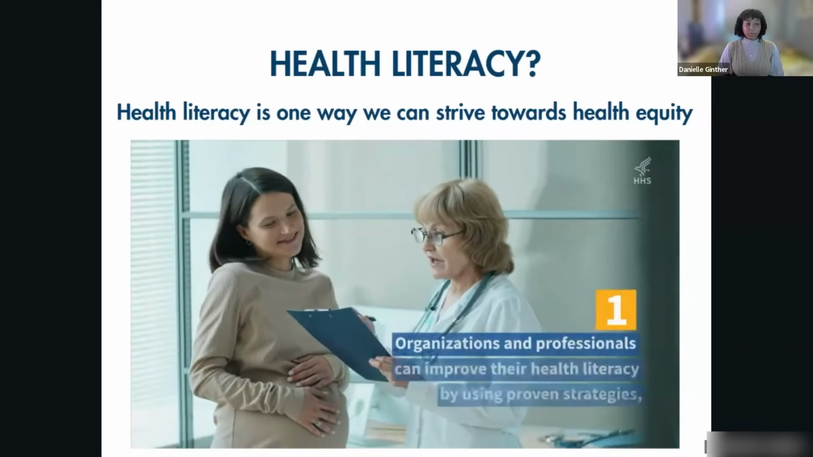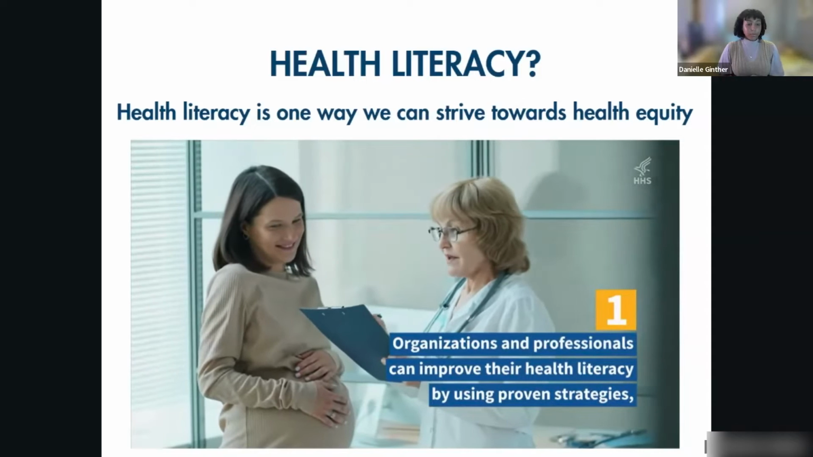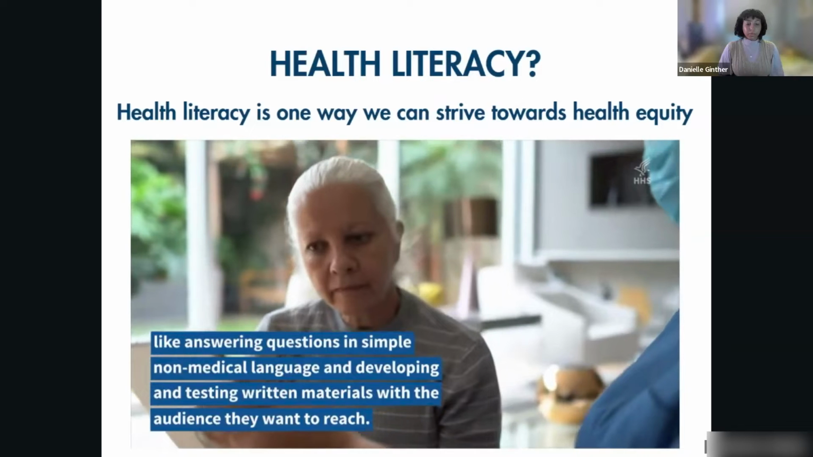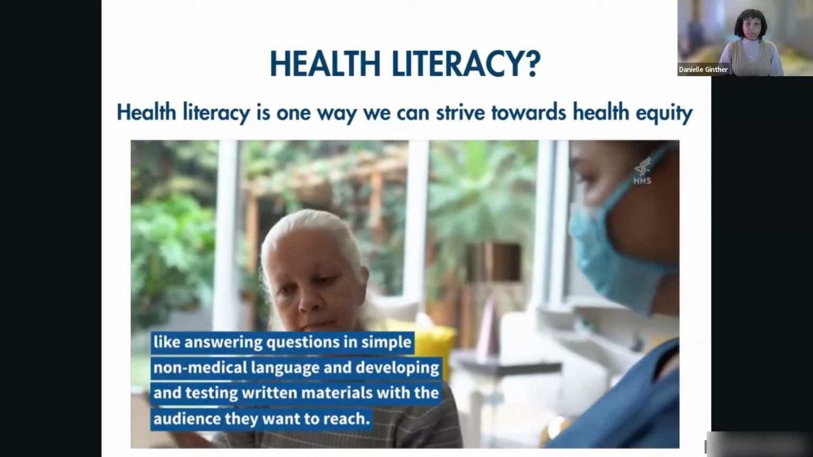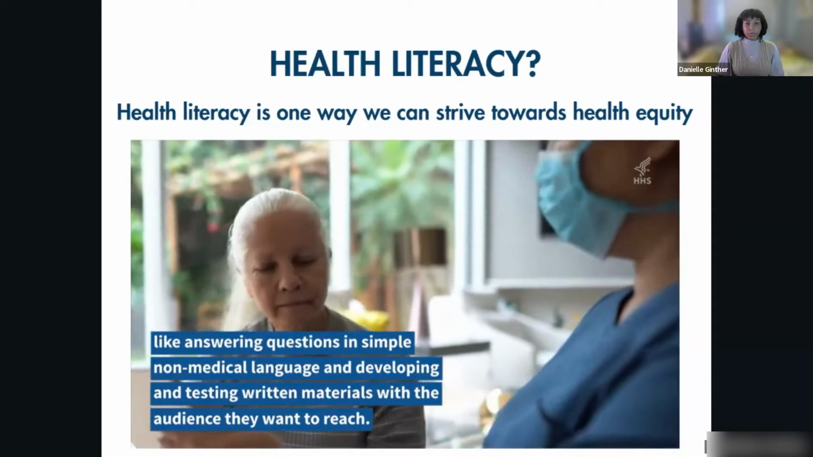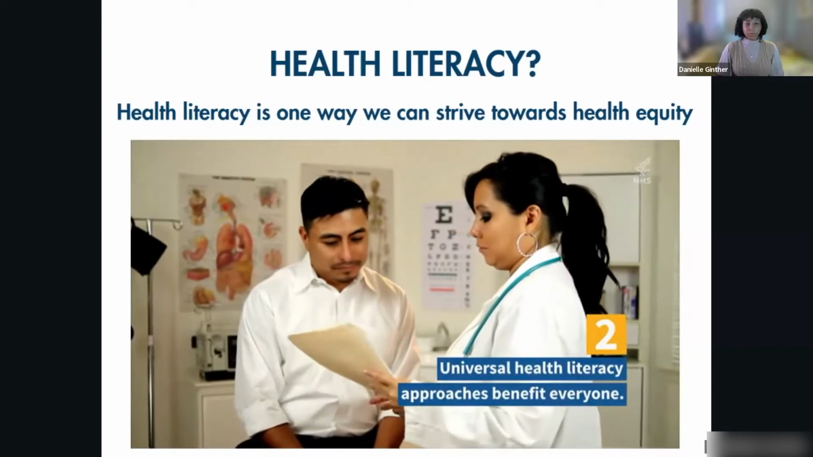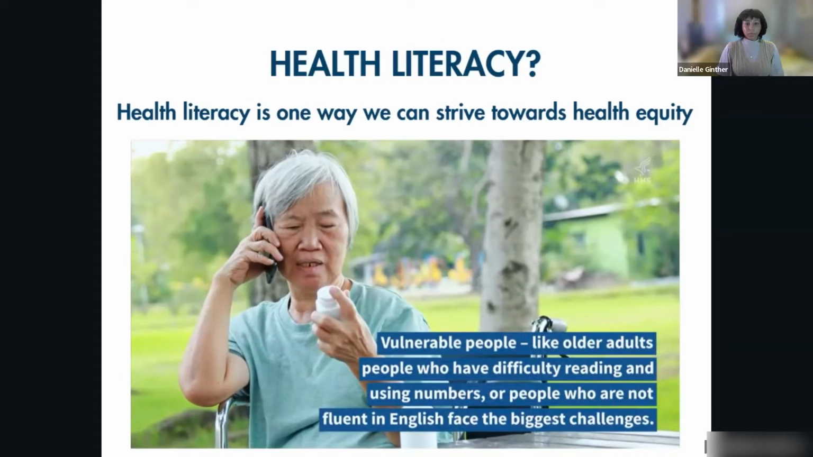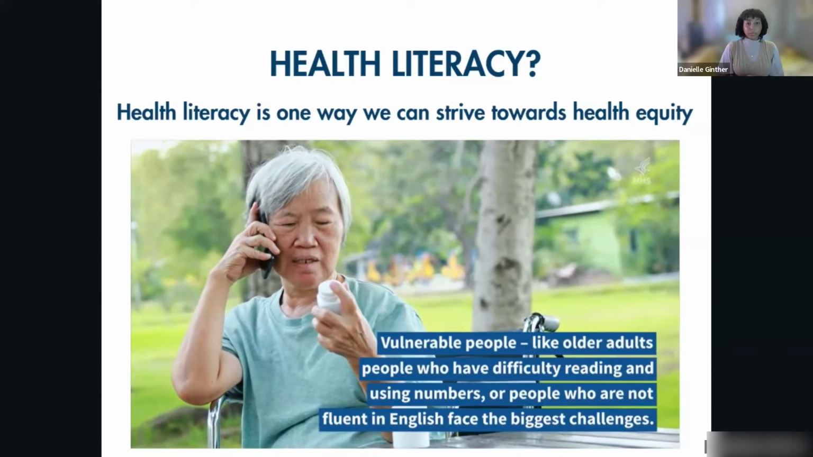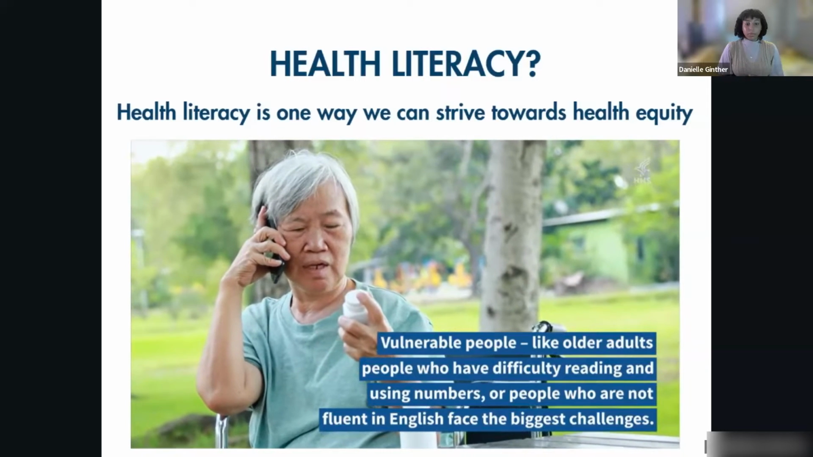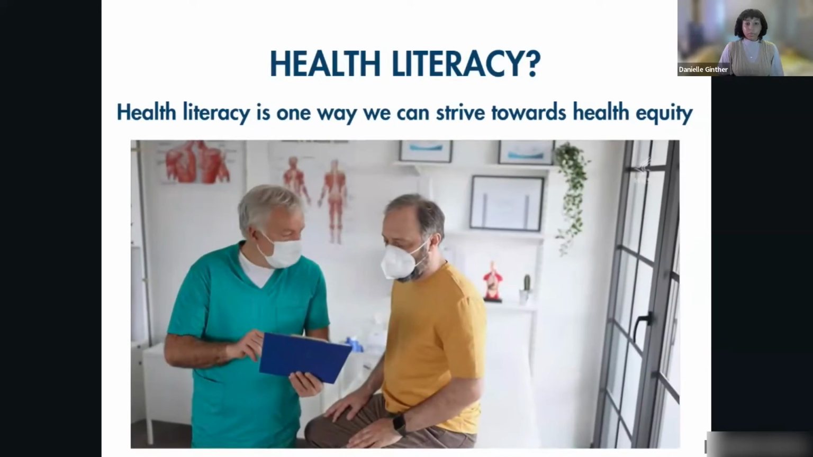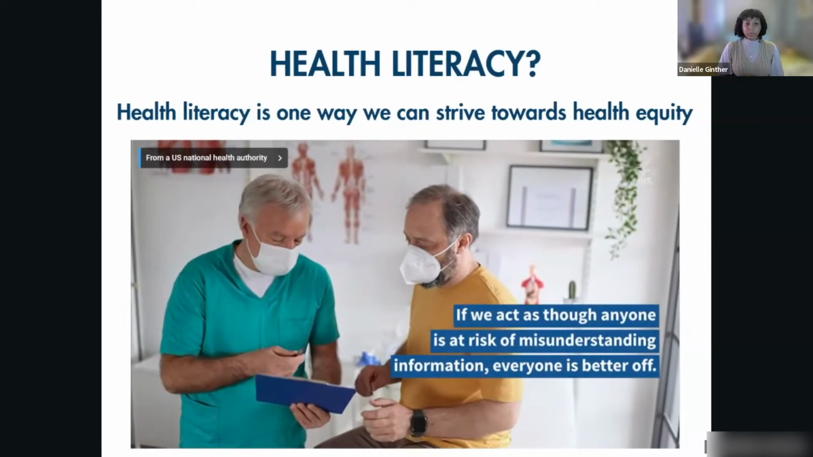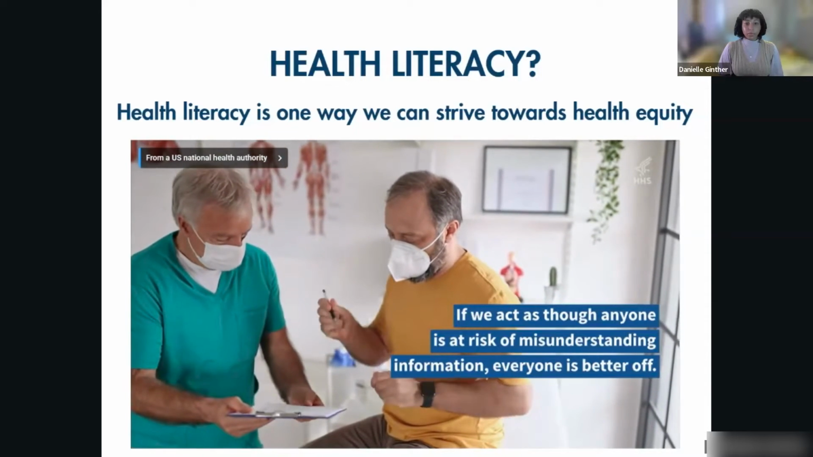First, organizations and professionals can improve their health literacy by using proven strategies, like answering questions in simple, non-medical language and developing and testing written materials with the audience they want to reach. Second, universal health literacy approaches benefit everyone. Vulnerable people like older adults, people who have difficulty reading and using numbers, or people who are not fluent in English face the biggest challenges. But anyone can have trouble understanding health information. If we act as though anyone is at risk of misunderstanding information, everyone is better off.